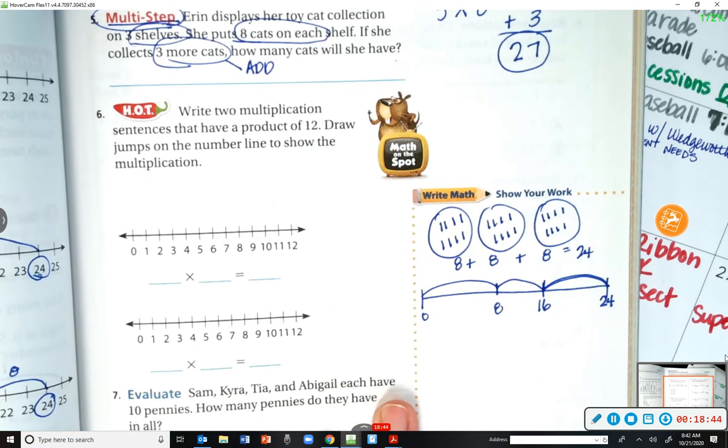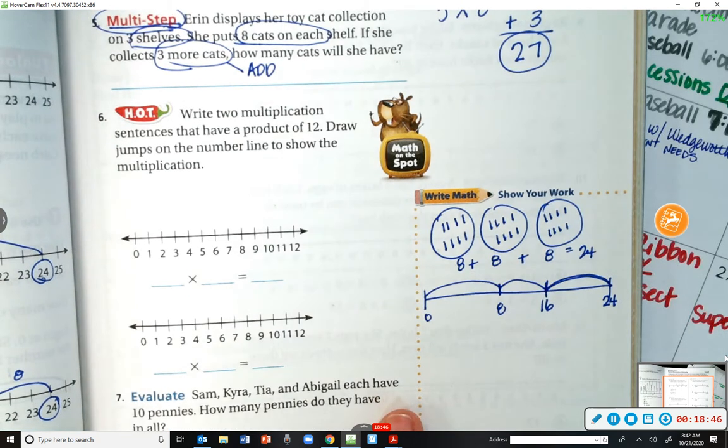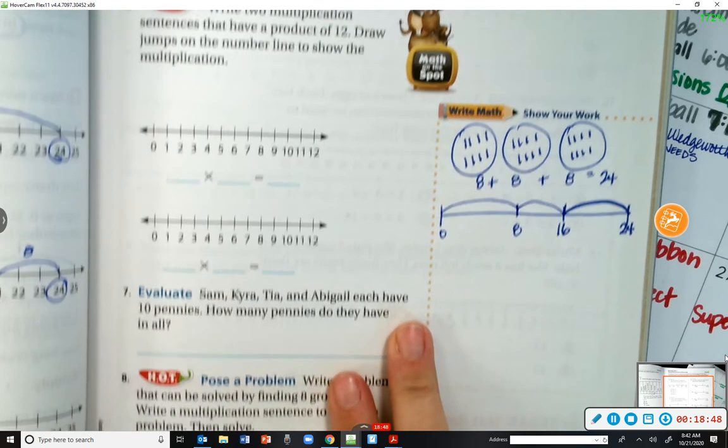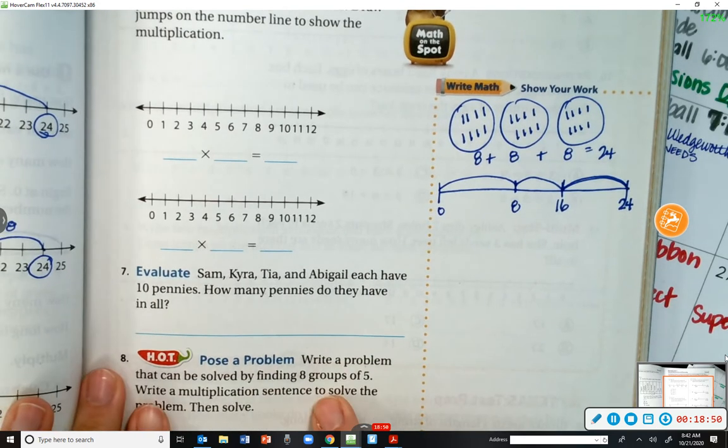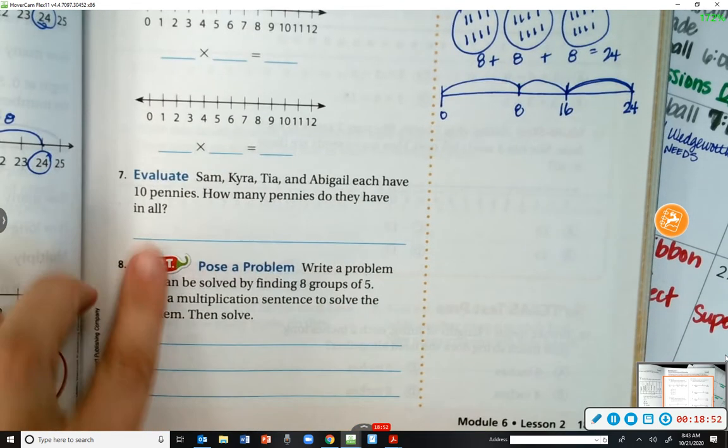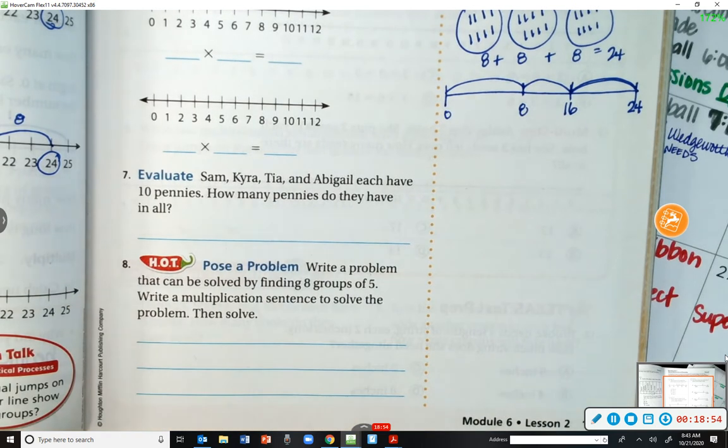Okay, let's try number 6, and this will be our last one we do together. Actually, let's skip to 7. I like that problem better.